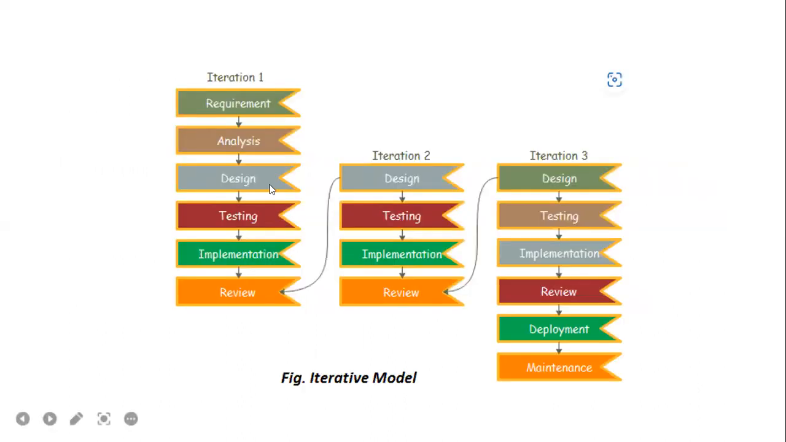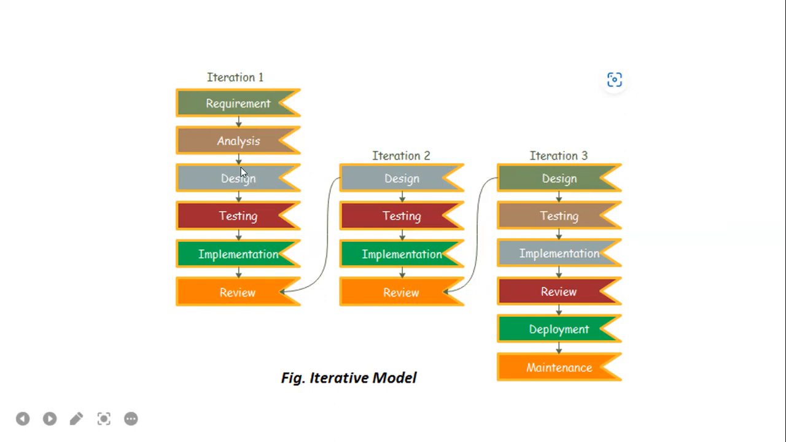You can see here, this is the diagram which I have shown you. One is iteration 1, iteration 2, and iteration 3. So in every iteration, that module has to go through design, testing, implementation, and the review stage. And then once that product gets developed, it will go for maintenance at last, after the last iteration. Okay, why are these iterations separately mentioned over here?